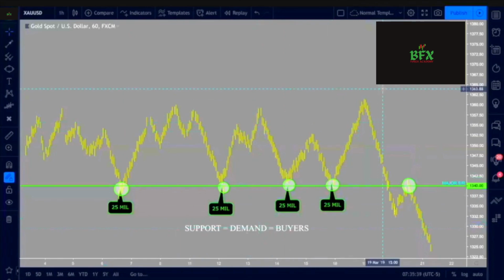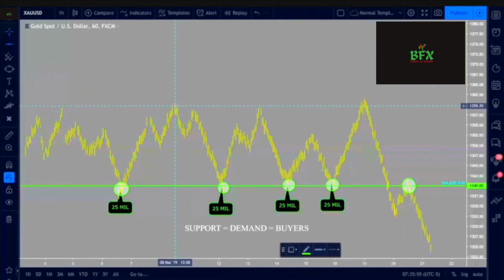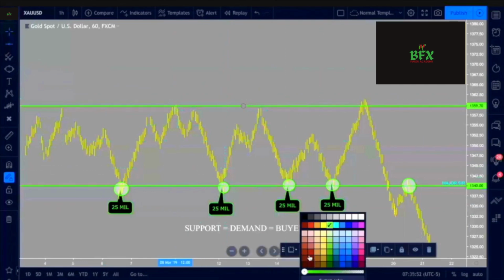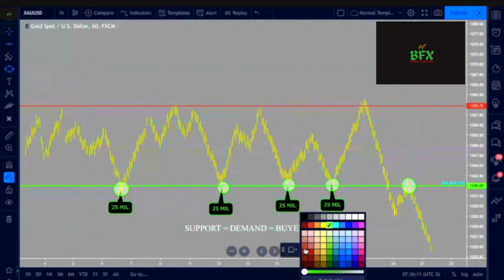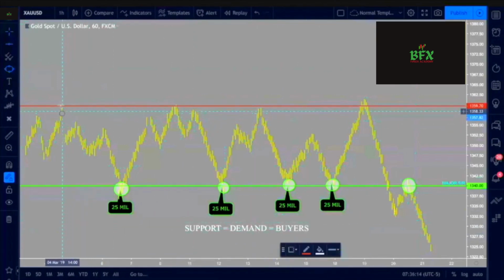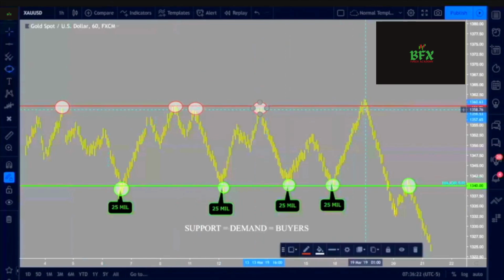What about resistance? What about supply? Well, same thing, just opposite. So we've got our level up here now, and this time we're going to make this red to indicate sellers. Okay, so that's the idea, color coding this here. Green is for our buyers, red is for our sellers, and they are pushing the market back and forth. So again, similar situation here. We've got sellers here, sell orders filled here, here, here, and here.